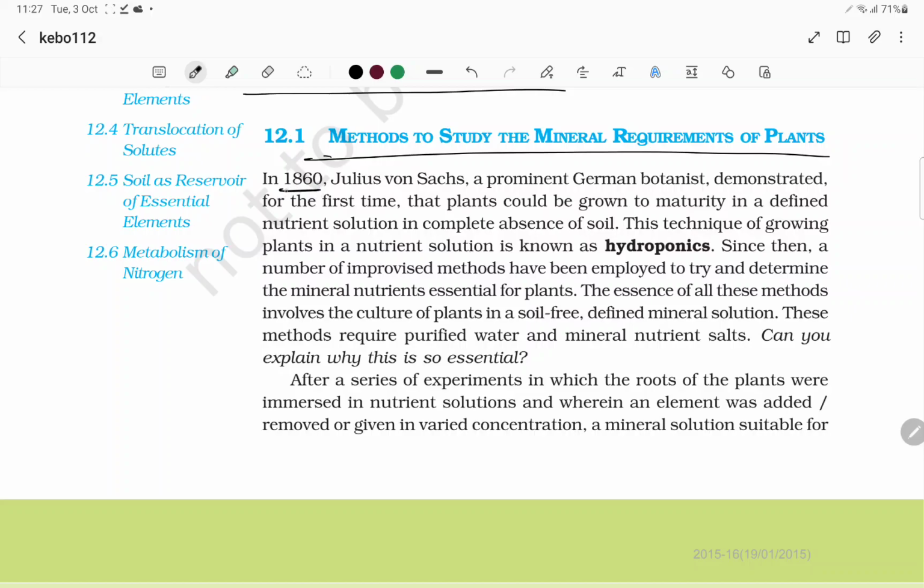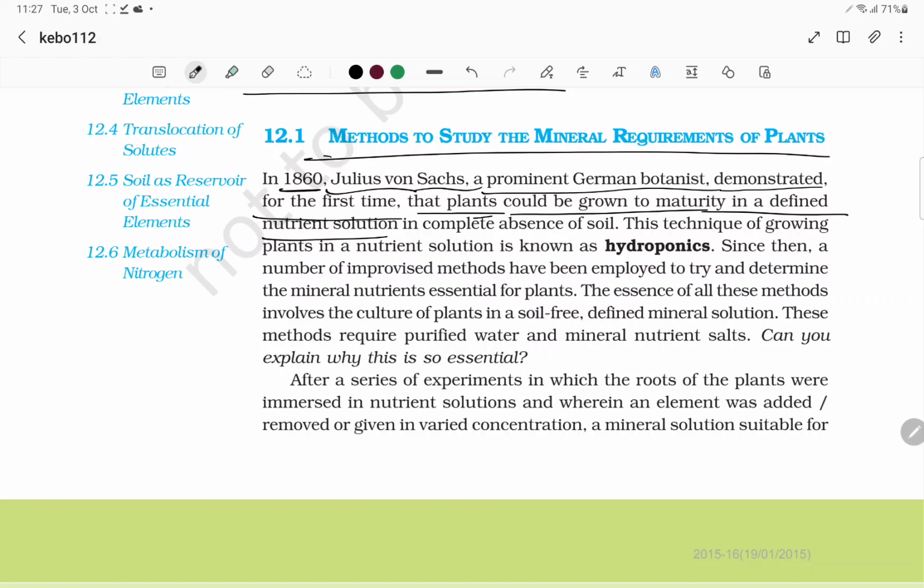In 1860, Julius von Sachs, a prominent German botanist, demonstrated for the first time that plants could be grown to maturity in a defined nutrient solution. Very simple. What he had done is, he took water, and in that water he grew the plants. He was adding the minerals and he was removing the minerals.